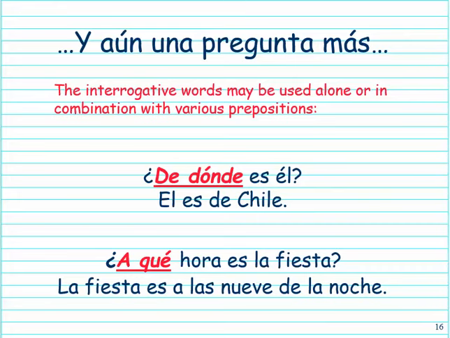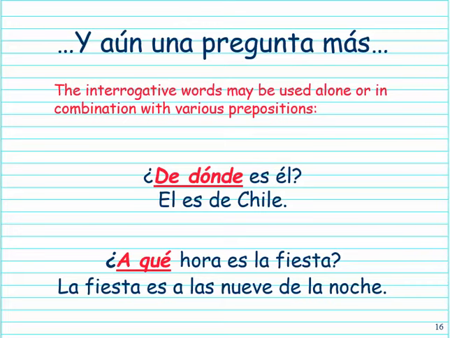Y aún una pregunta más. The interrogative words may be used alone or in combination with various prepositions. For example, ¿de dónde es él? Which means, where is he from? The de being the from. Él es de Chile. He is from Chile.